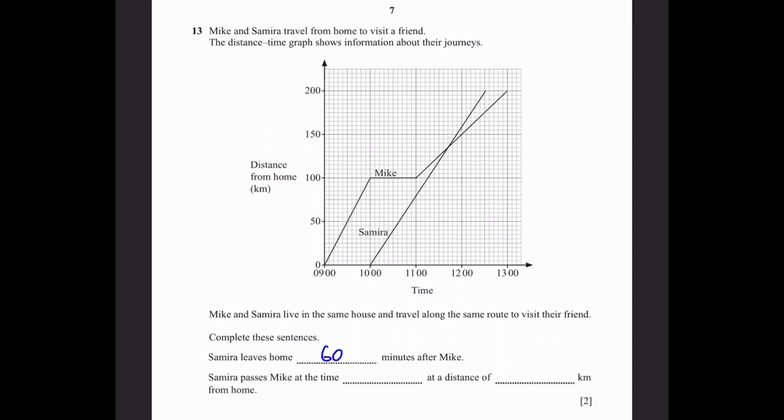Samira passes Mike at the time dash at a distance of dash kilometers. You can see where the lines intersect. It's over here. That is 7 tenths of the way from 11 o'clock to 12 o'clock. And if you did the maths correctly, it should be 11:42. And at a distance of dash kilometers from home, just see the distance here. If you measure it correctly, it's 135 kilometers. Because this is also 7 tenths of the way from 100 to 150.